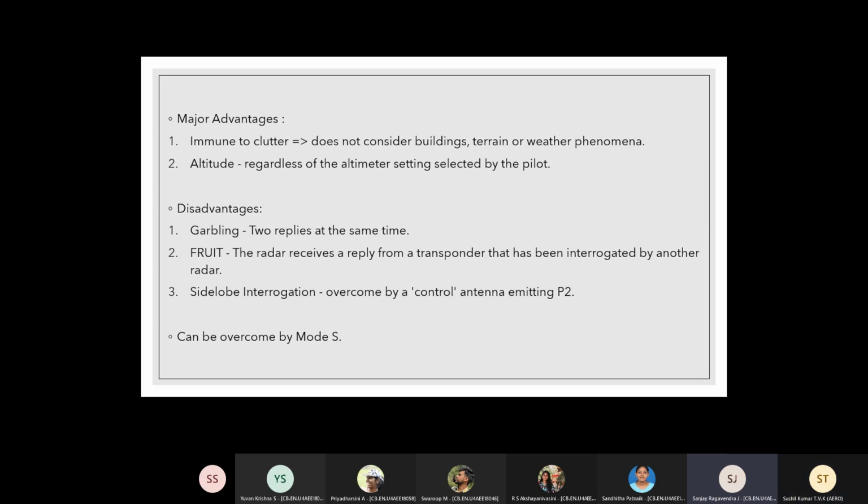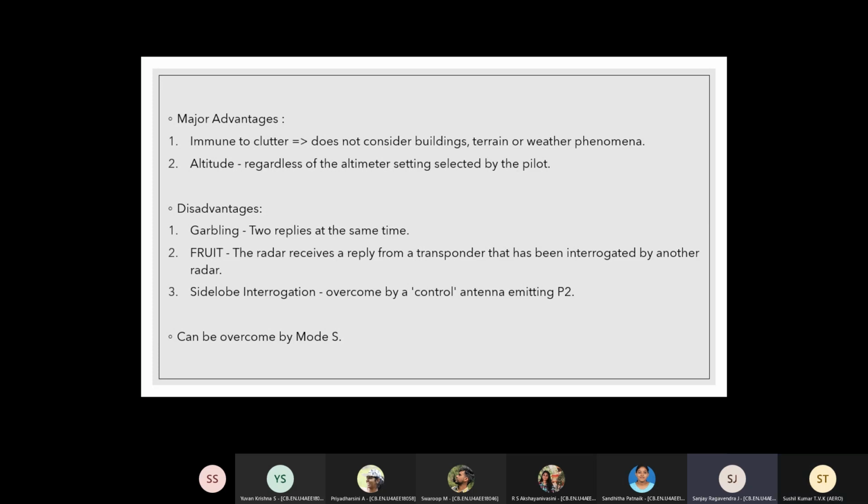The disadvantages that are associated with the usage of SSR are garbling, fruit, and side lobe interrogation. Garbling is when two replies are received by the radar at the same time. This happens because all SSRs operate at the same frequencies. Garbling may result in either the detection of a non-existing aircraft or a target not being detected at all because they are ignored as a false target.